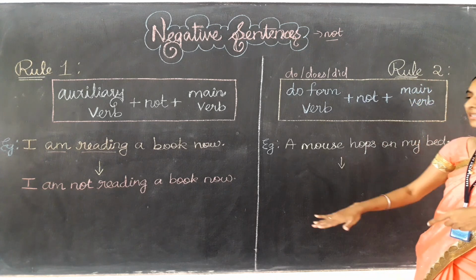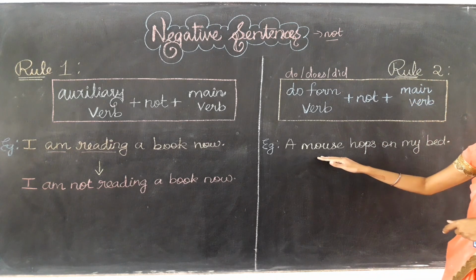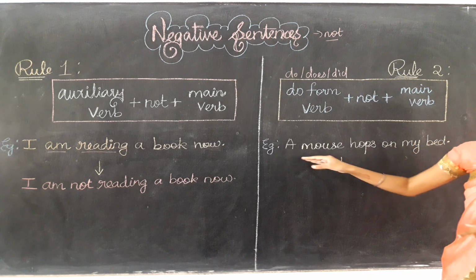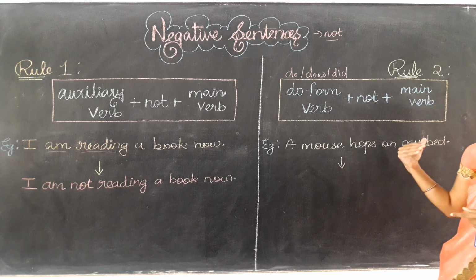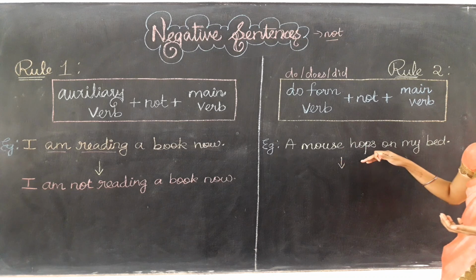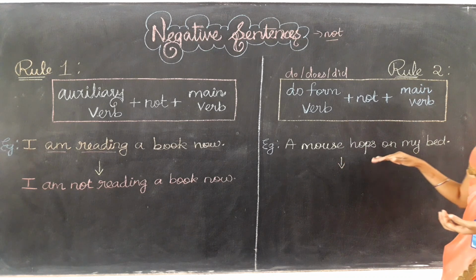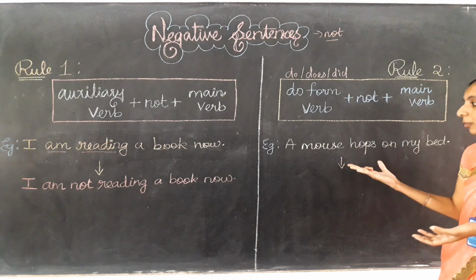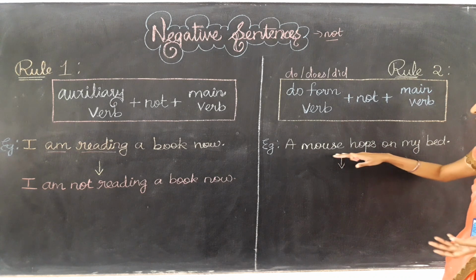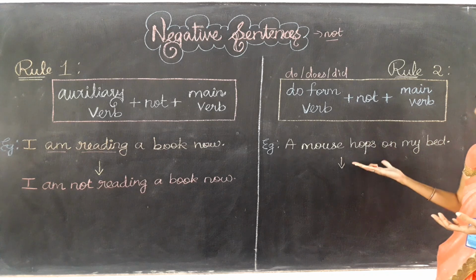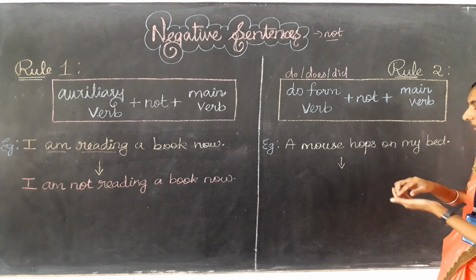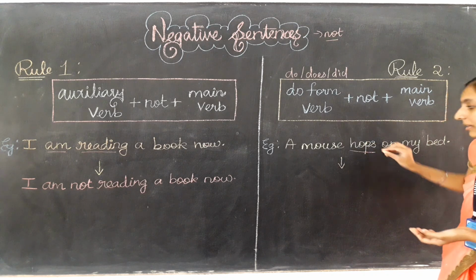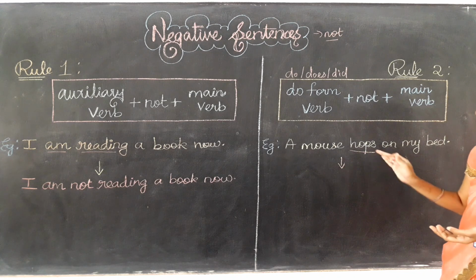Let's learn with the example. A mouse hops on my bed. Here, can you find any auxiliary verb? No auxiliary verb. Can you find any is, was, any be form verbs, or do form verbs, or have form verbs? No, there is no auxiliary verb, and we can find only the main verb, that is hop.